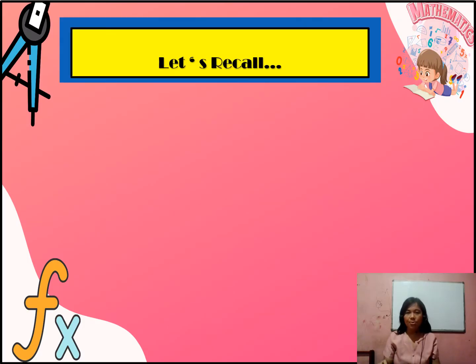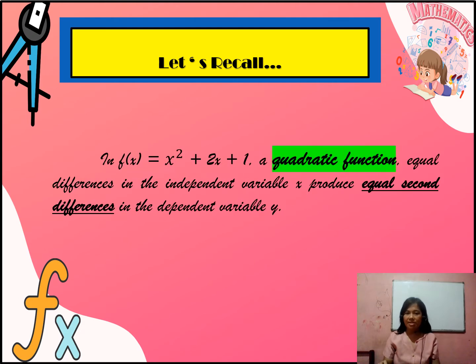Okay, so we have to recall that if there is a given f of x which is equal to x squared plus 2x plus 1, from here we can identify that it's a quadratic function, right? Because there is a highest exponent of 2 and it involves two variables, f of x and x. So this is a quadratic function.